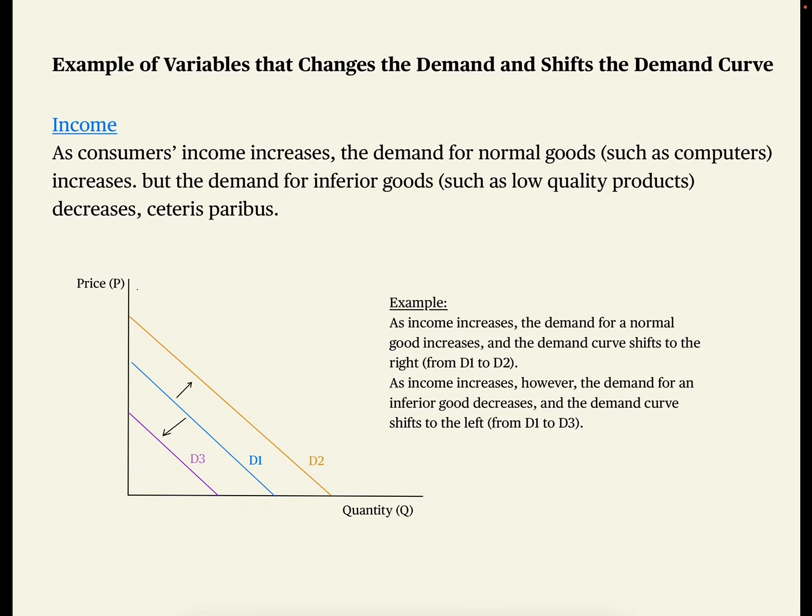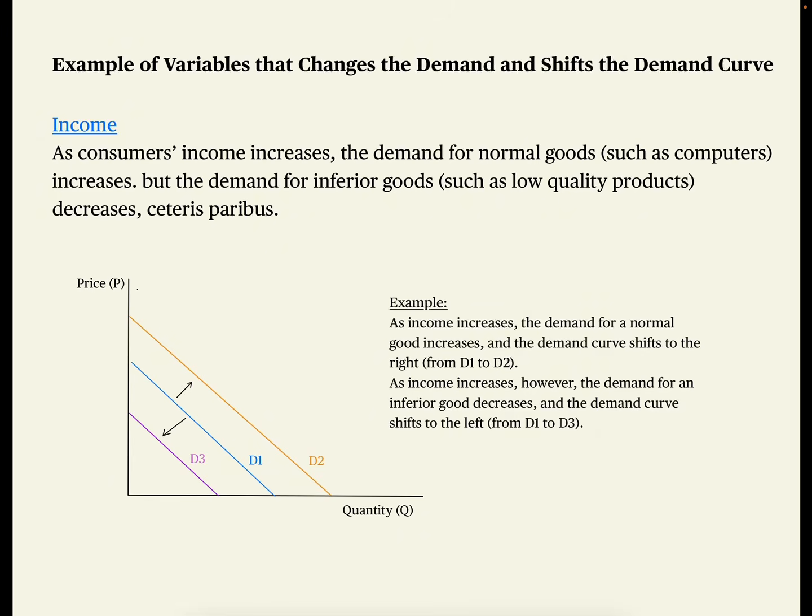One example of variables that change the demand and shift the demand curve is income. As consumers' income increases, the demand for normal goods, such as computers, increases. As demand increases, the demand curve shifts to the right from D1 to D2.